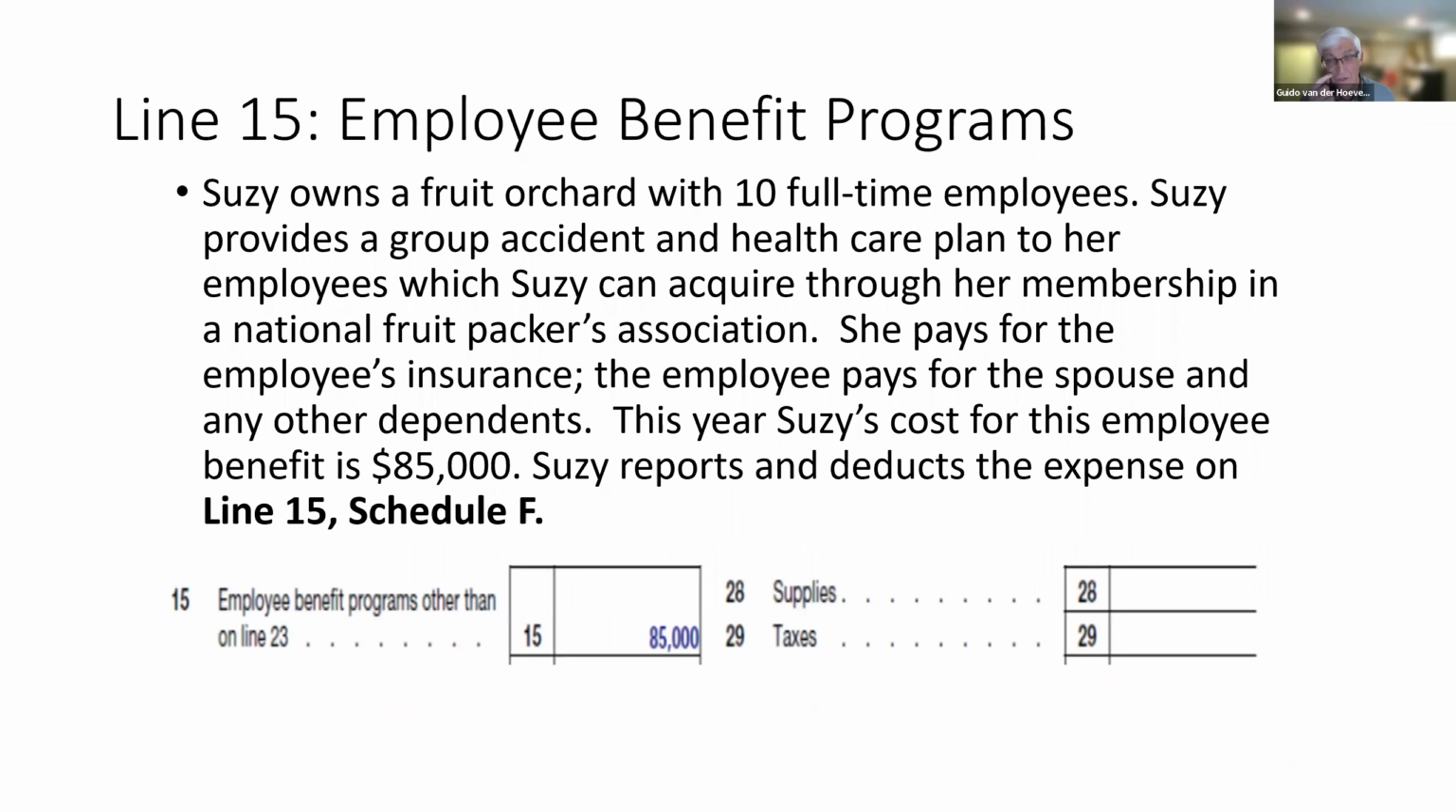Another one here is health insurance. Likewise, it can be purchased, and in my example here, she's getting it through the National Fruit Packers Association, and again, providing some of her employees health insurance coverage at the tune of $85,000.